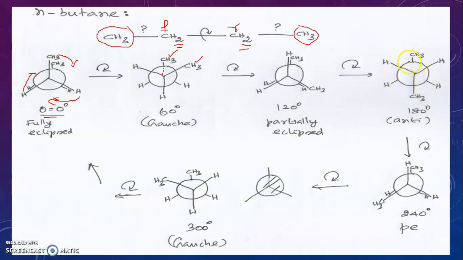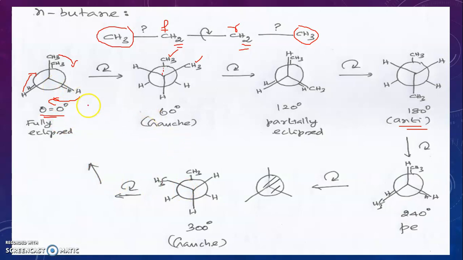Okay, remember, the most stable staggered conformation is called the anti-conformer. I repeat, the most stable staggered conformation is called an anti-conformer. Then again, rotation clockwise by 60 degrees will give you a 240 degree dihedral angle, where you will get the partially eclipsed conformation. Then further rotation will give another Gauss conformation. Then further rotation will give the original conformation. Are you able to follow?